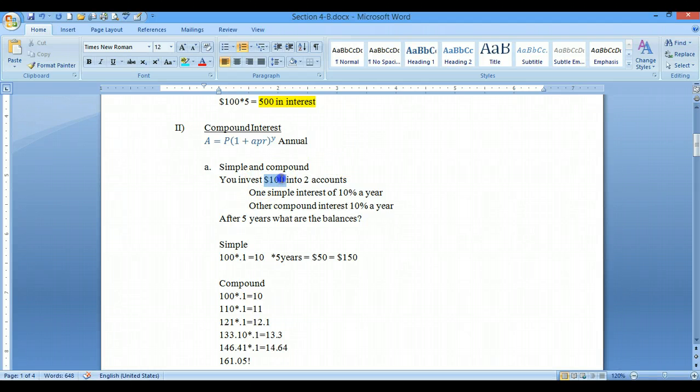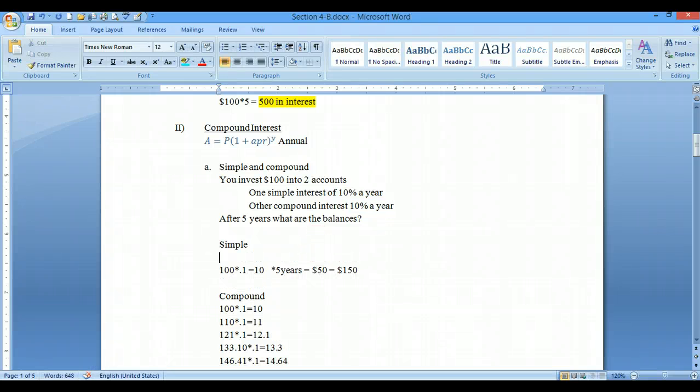So I invest $100 into 2 different accounts. The first account is simple interest, 10% a year. That means I only get 10% of the original investment. The next one is compound interest of 10% a year, and this is the original plus any accrued interest. What is the balance after 5 years? So with simple interest, we're going to do like we did before. I know the answer's there, but I'm going to go ahead and go through it with you.